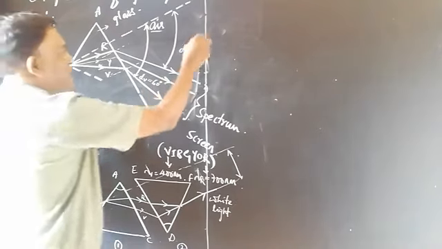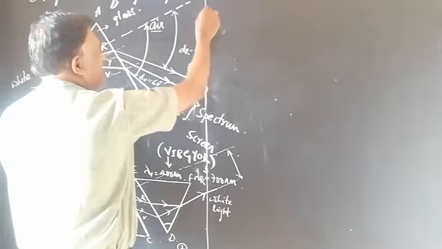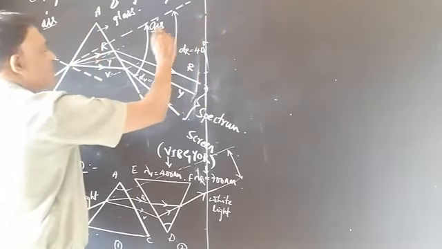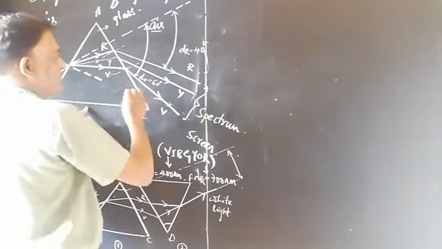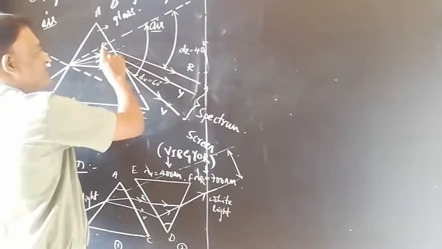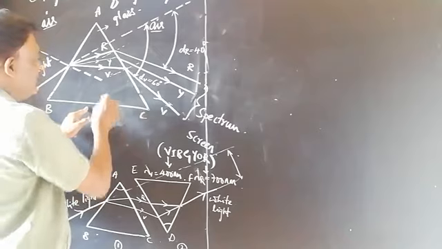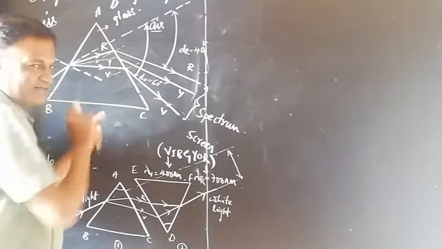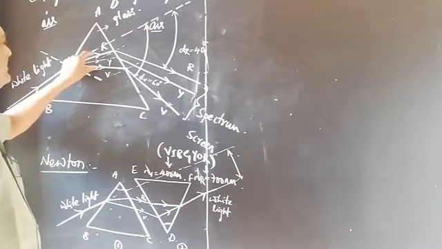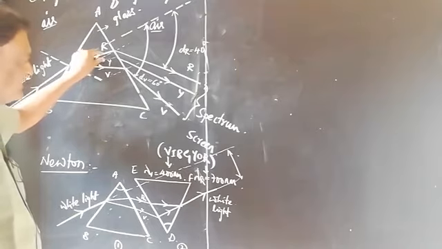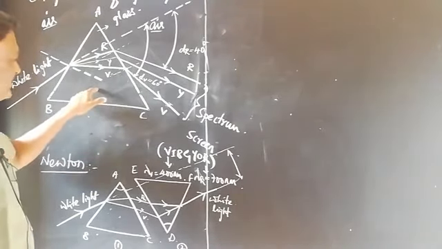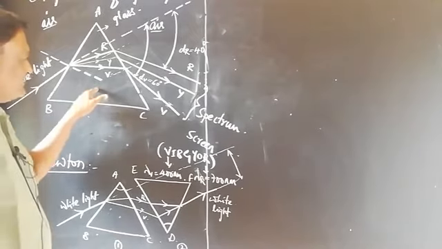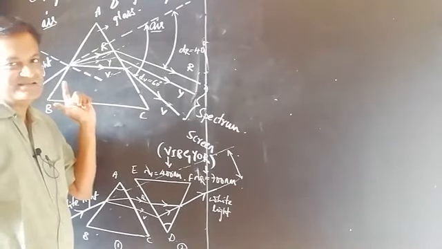The speed of red is large as compared to violet. In other words, red travels faster in a given medium, whereas violet travels slower. Different colors travel with different speeds. That's why the refractive index of the glass prism is different for different colors.